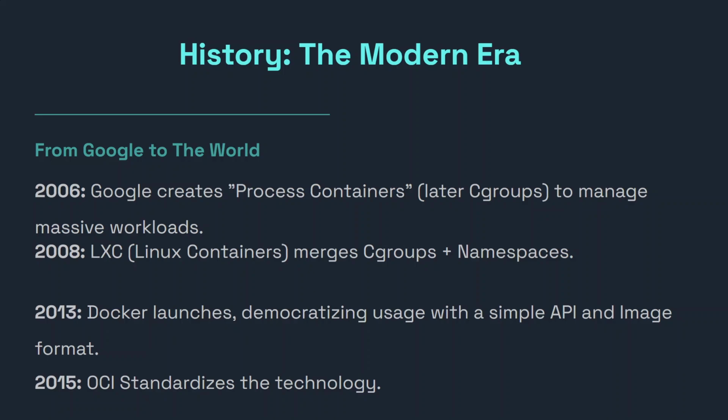OCI created two specific standards: the image spec, what a container looks like on a disk, and the runtime spec, how to run it. This is what allowed tools like Podman, Kubernetes, and Buildah to flourish. They could all use Docker images without actually needing Docker installed. It turned containers into universal Lego bricks that any tool could play with.